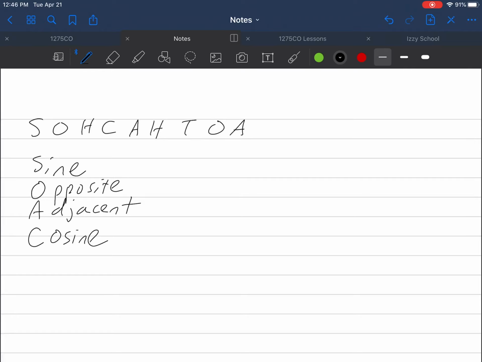And cosine is followed by A and H, sorry. I'm sorry, I messed that up because sine is equal to opposite over hypotenuse. Cosine is equal to adjacent over hypotenuse.